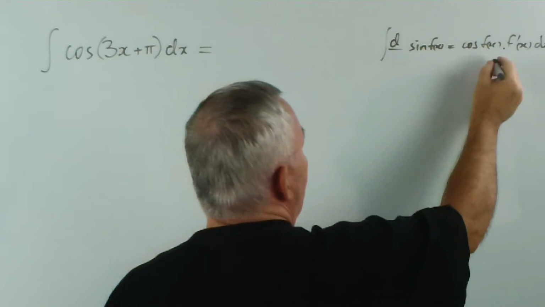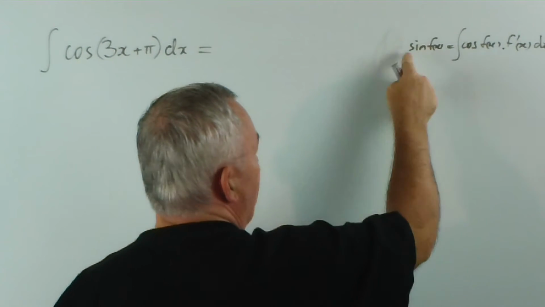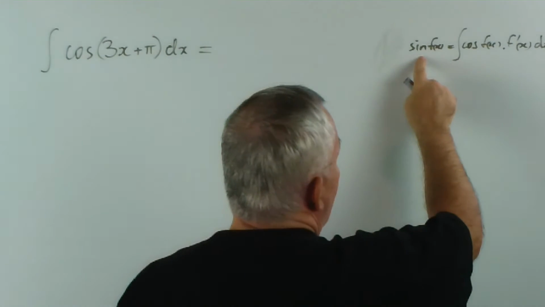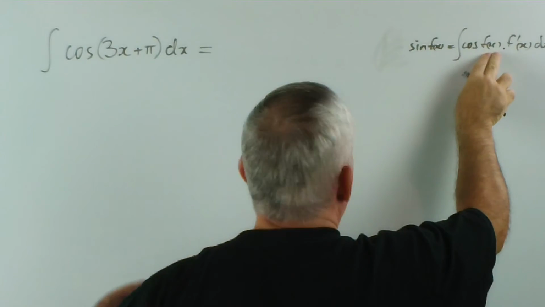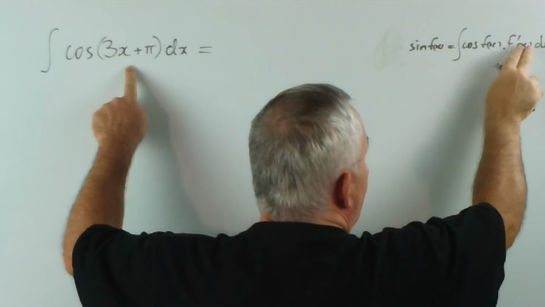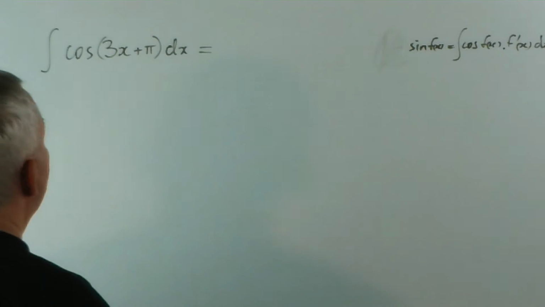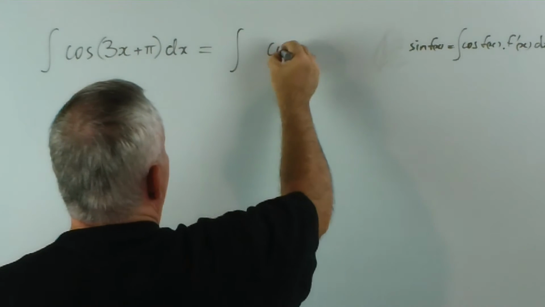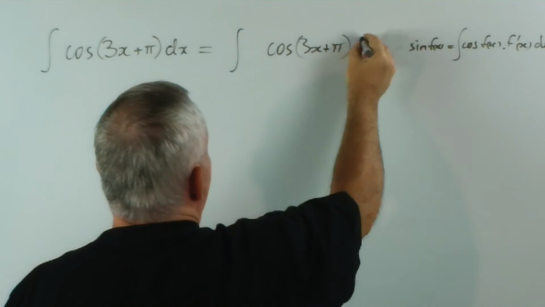Take the integral of both sides, which means this disappears because the integral of the derivative, they're inverse functions, so they get rid of each other. And this is the pattern we're looking for. So we're looking for cosine of a function, which we have, times the derivative of the function. Well, I'll write it out again. We've got cos 3x plus pi dx.